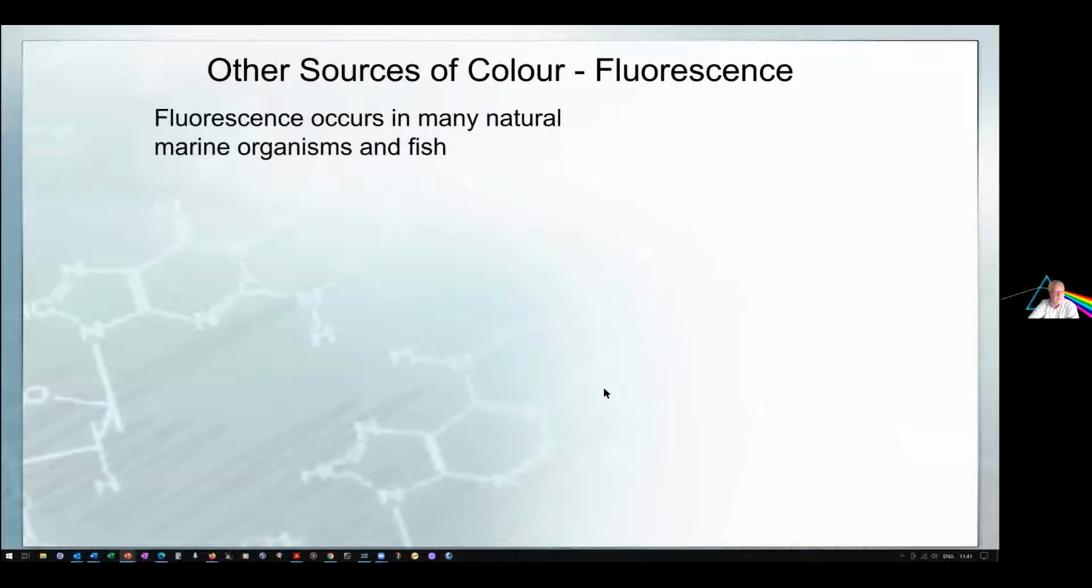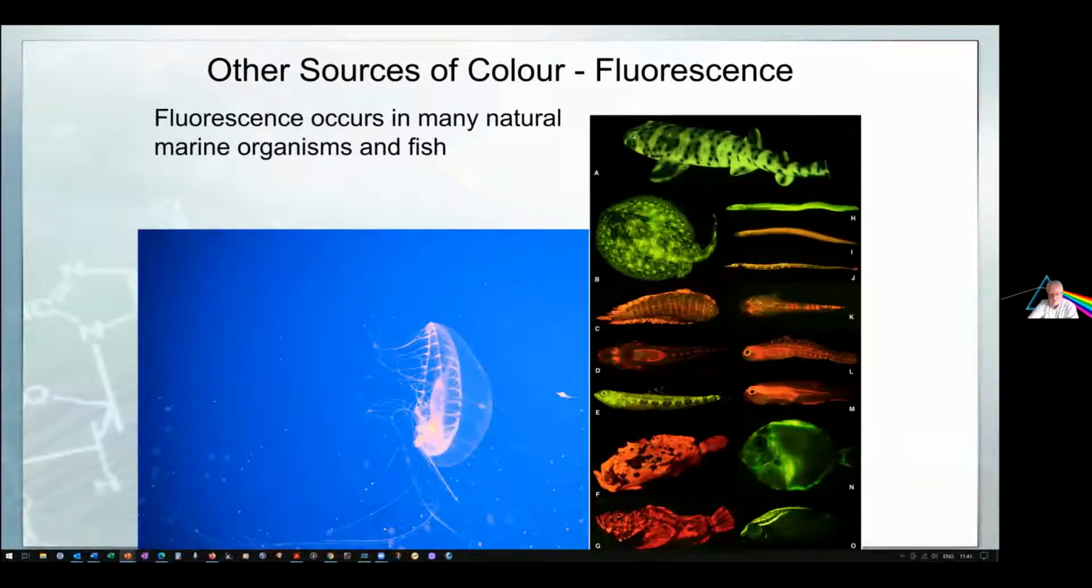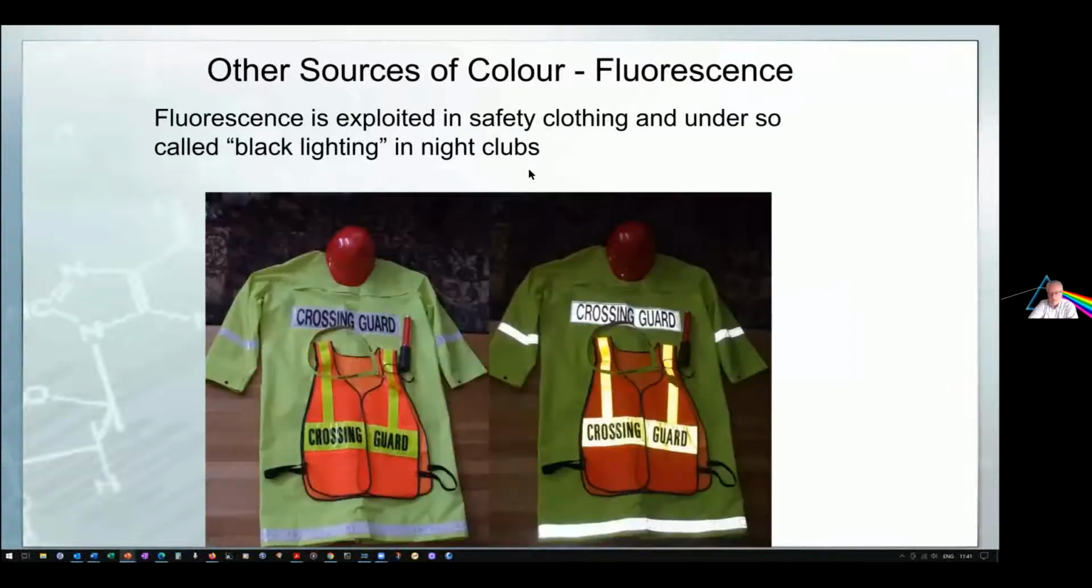Okay, and fluorescence occurs in nature too. So jellyfish and quite a variety of different marine animals and fish. And we exploit fluorescence, well, we have done, in things like nightclubs. We're using black light. So this high vis gear here takes in light and re-emits it, so the high vis clothing stands out.